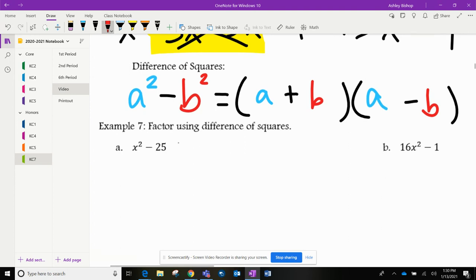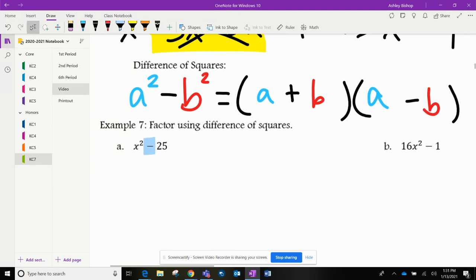This example, this direction says factor using difference of squares, but on your Go Formative, you're not sure when to use difference of squares. Well, the key features are, instead of having 3 terms, usually it's like x squared plus x plus 2. We only have 2 terms. This is 3 terms, 1, 2, 3. There's only 2 here, 1, 2. So that's a good indicator, right? And also the 2 terms, if you have 2 terms, they need to be subtracted by one another. It doesn't work with addition.